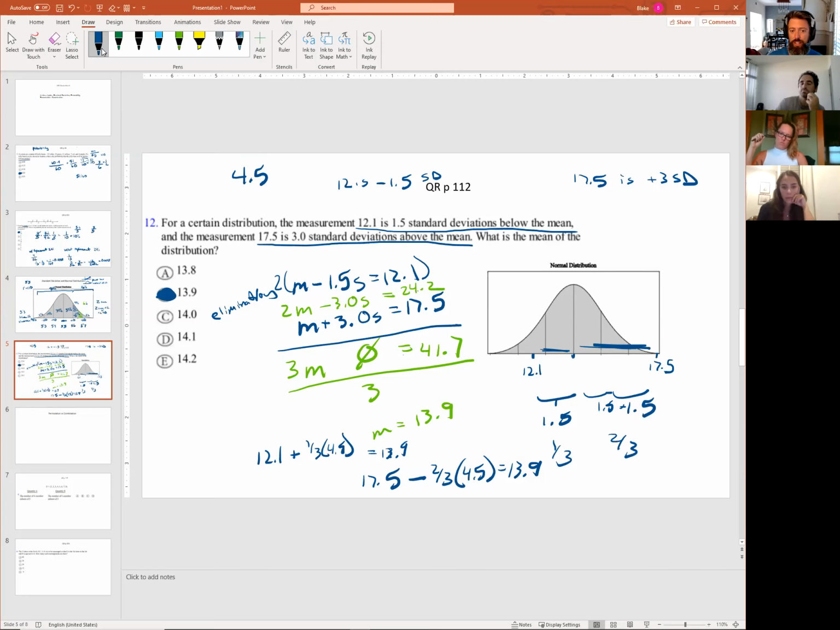And then here it's just realizing we've got a ratio here. If we split it up into increments of 1.5, then we have one increment of 1.5 here, 2 of them here. So 1/3 of the distance is in here, 2/3 of the distance is here. And we can multiply the total distance by the fraction here to figure out how far to go to the mean.